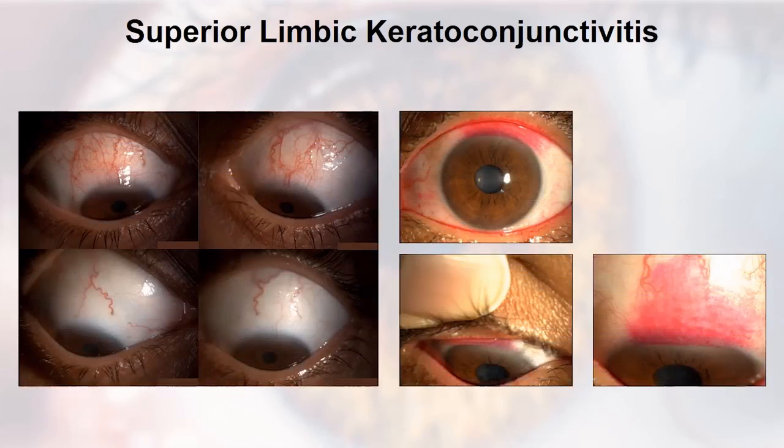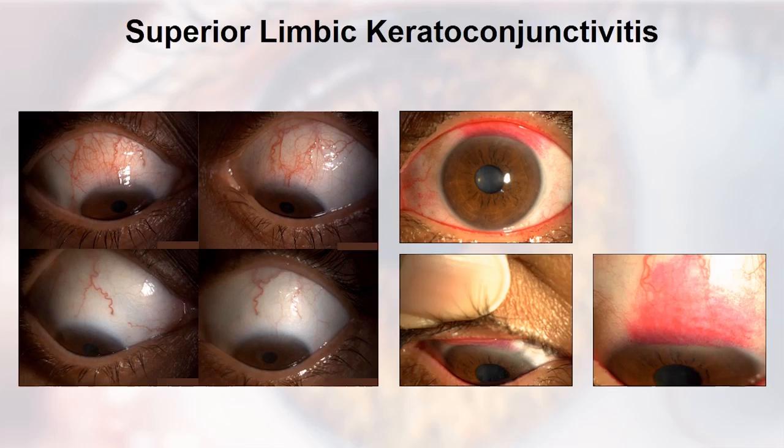So let's start with superior limbic keratoconjunctivitis. This is a very classic presentation where they present with inflammation below the upper lid, and the upper tarsal conjunctiva is significantly inflamed. You have papillary changes there, and the staining that you see in SLKC is significantly present. You can do a rose Bengal staining and actually stain the area which is inflamed.